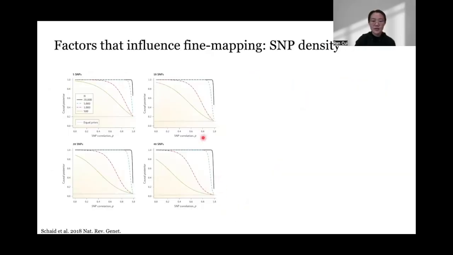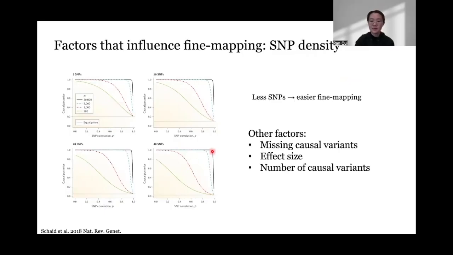And aside from sample size and LD, we notice here that SNP density is a factor that can influence fine mapping resolution. And when there's more SNPs in the region, so now not only 5 SNPs here, there's 10 SNPs and 20 SNPs and 40 SNPs. So when there are more SNPs in the region, the influence of LD on fine mapping resolution gets amplified. And if all other factors are equal, a region with fewer SNPs should be easier to fine map than a region with more SNPs.